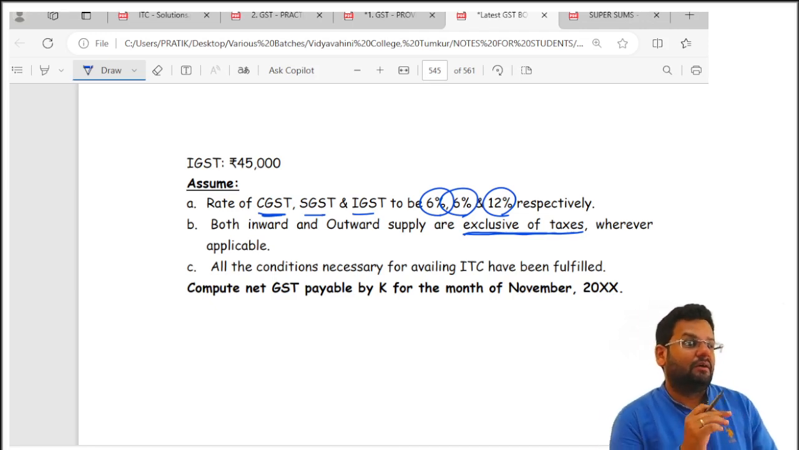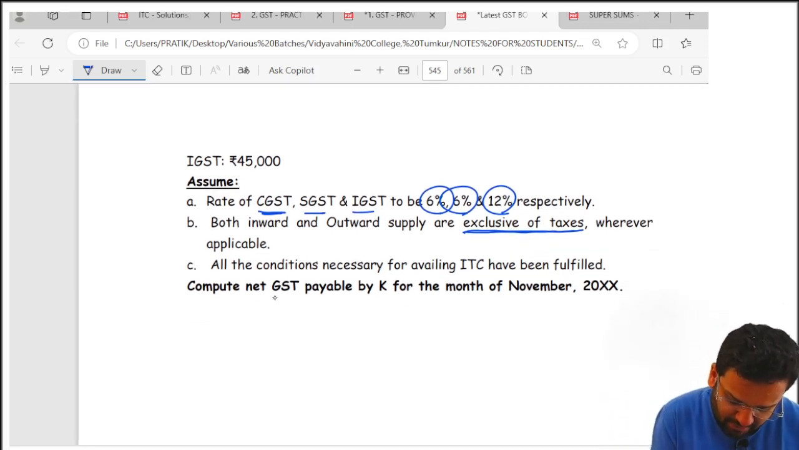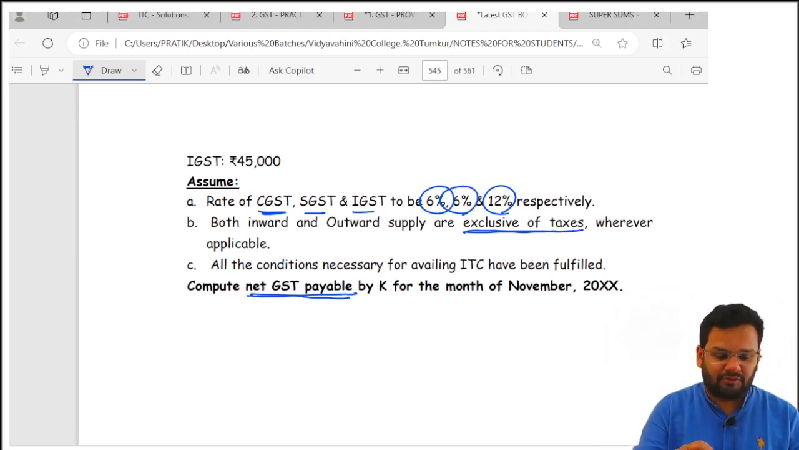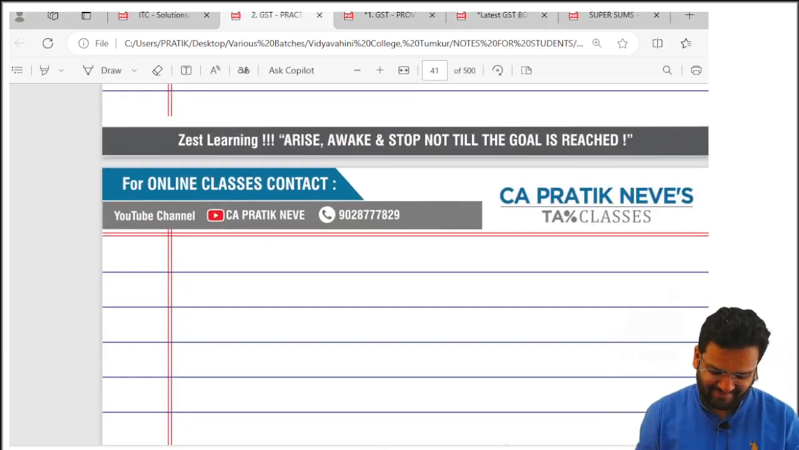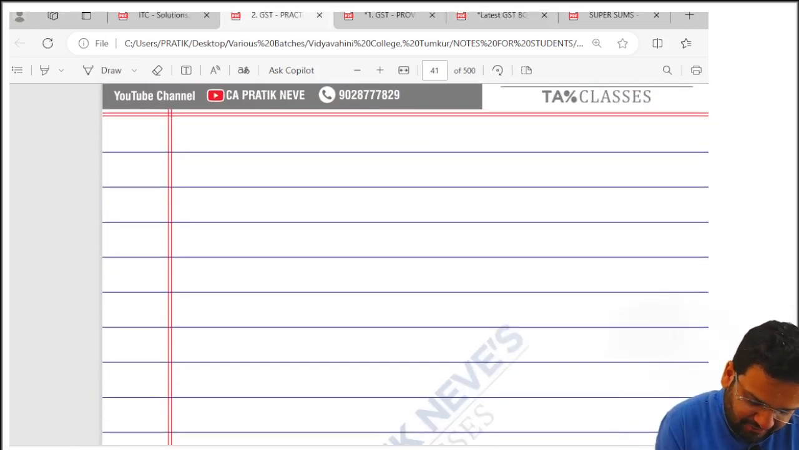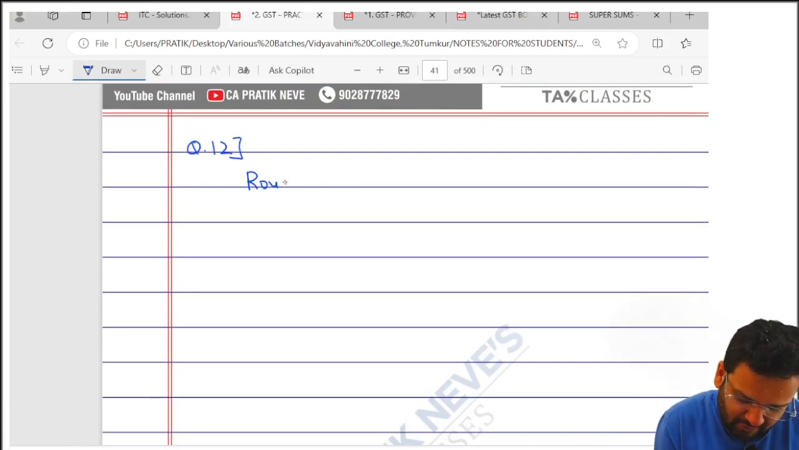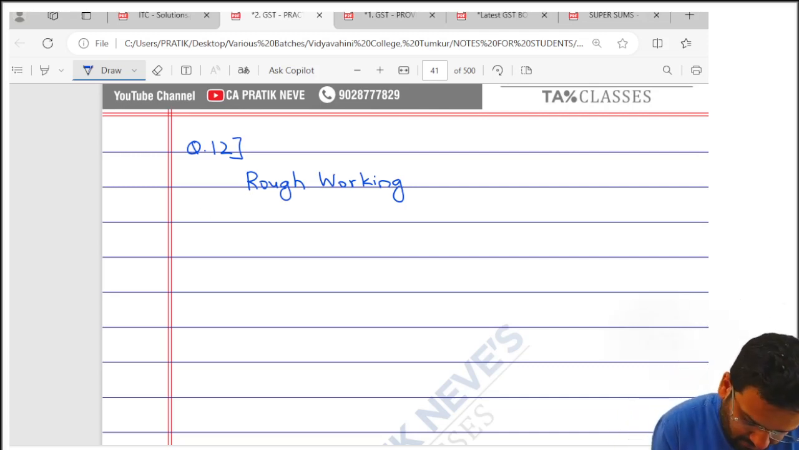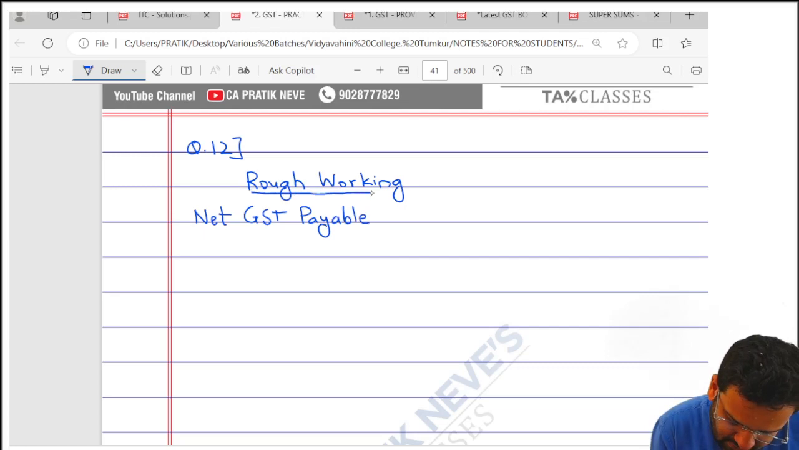Got it? So, what is net GST payable finally? What is net GST payable eventually? So just for your understanding, I will not do this again in any other sum, but just in this sum, for your understanding, net GST payable is what? Net GST payable is output tax minus, yes, isn't it?